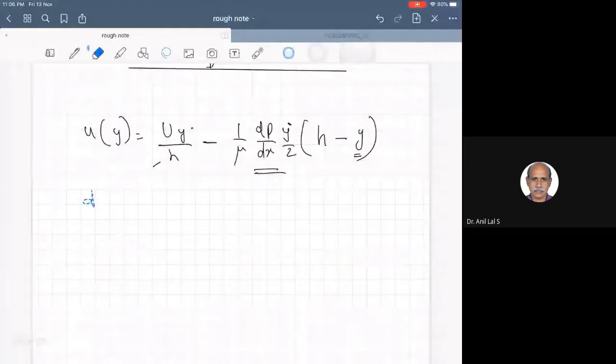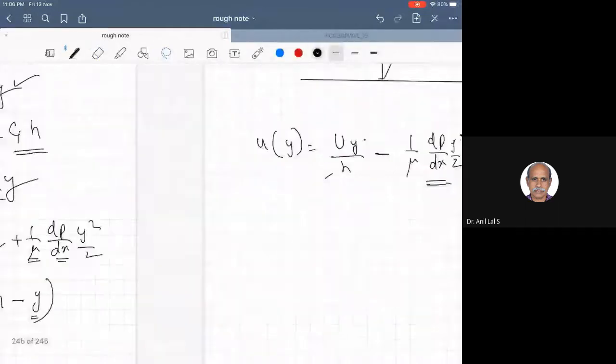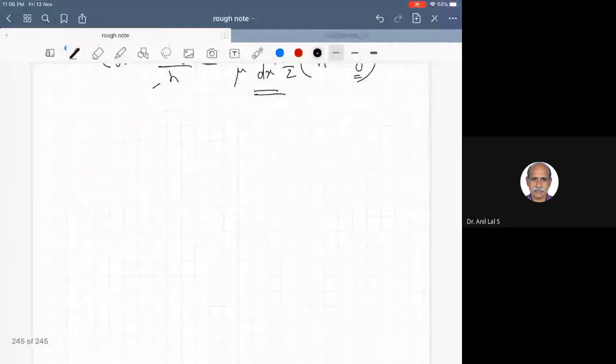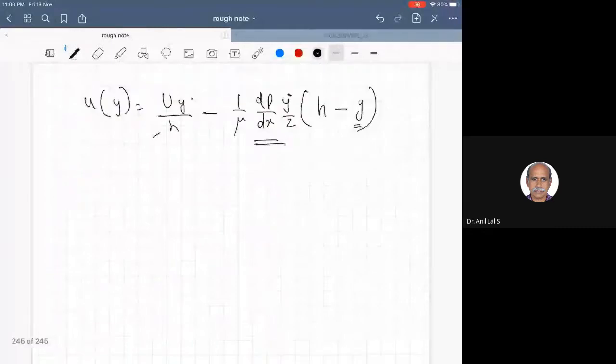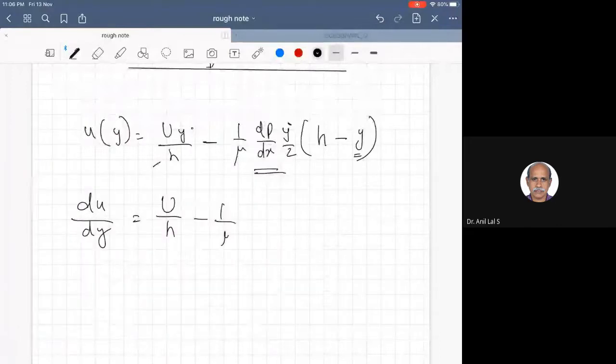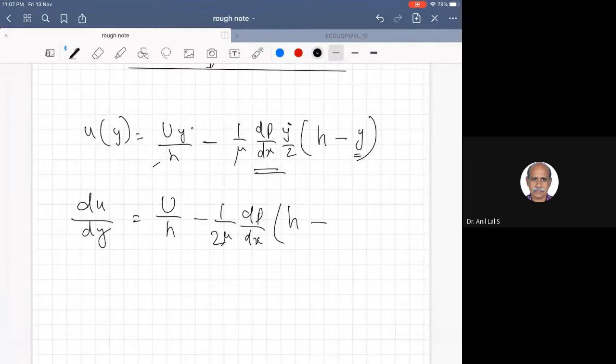It is possible to write du by dy also. Du by dy is equal to, from this, u by h minus 1 by 2 mu dp by dx, differentiating y h minus y squared, that is h minus 2y.